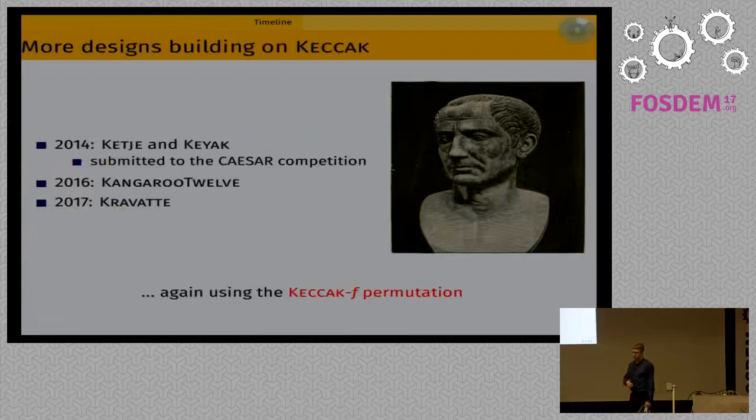And on the side of this standardization process, we actually worked on other variants of Keccak. So Ketje and Keyak are authenticated encryption schemes based on Keccak, which we submitted to the CAESAR competition. So the CAESAR competition is a currently ongoing competition for new authenticated encryption schemes. Last year, we proposed a new hash function called KangarooTwelve. And then recently, we are working on a new set of functions called Kravatte. I will discuss these in a moment. So the focus of this presentation is really on these new functions.